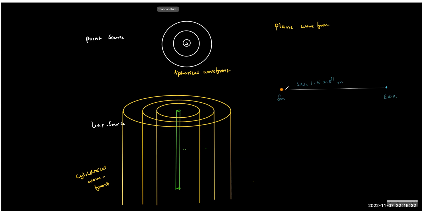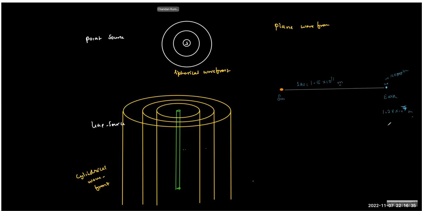So now, compared to the distance of 1.5 into 10 to the power 11, what is the dimension of Earth? The diameter. 6,400 kilometers is the radius, right? So diameter will be 12,800 kilometers. If I write it in powers, it is 1.28 into 10 to the power 4 kilometers, which is 1.28 into 10 to the power 7 meters. I'm writing in meters because I want to compare meter with meter, right?